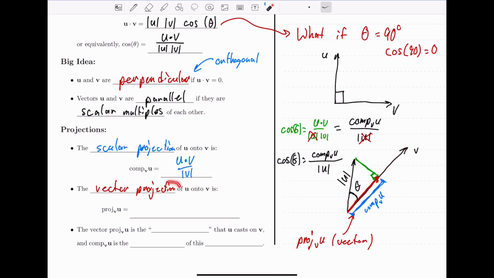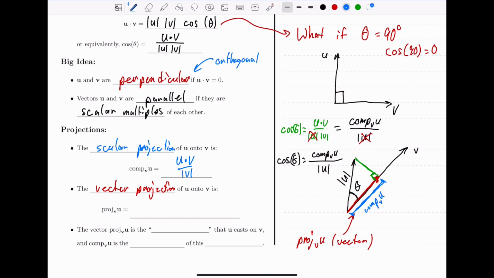What I really want, though, is the vector projection. I want the actual shadow itself. I want this vector. I know how long it is, but I want the vector itself. So the way to get the vector itself will be first to find the unit vector in the direction of v. That'll give me a vector of length 1. Then I'll multiply the unit vector by the appropriate length, and that will scale up the vector to be exactly how long I want it to be.